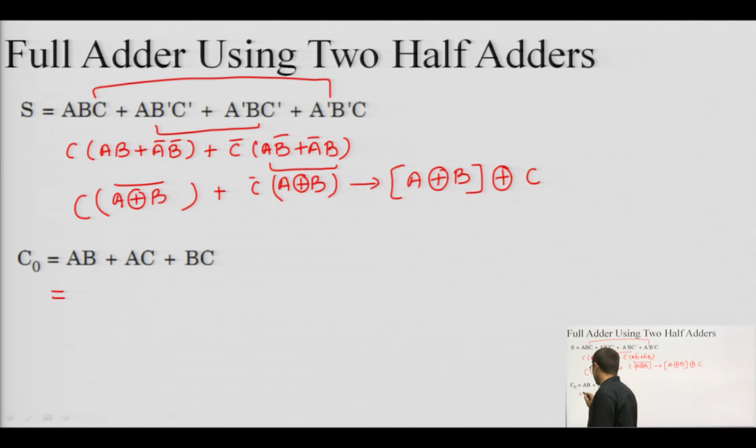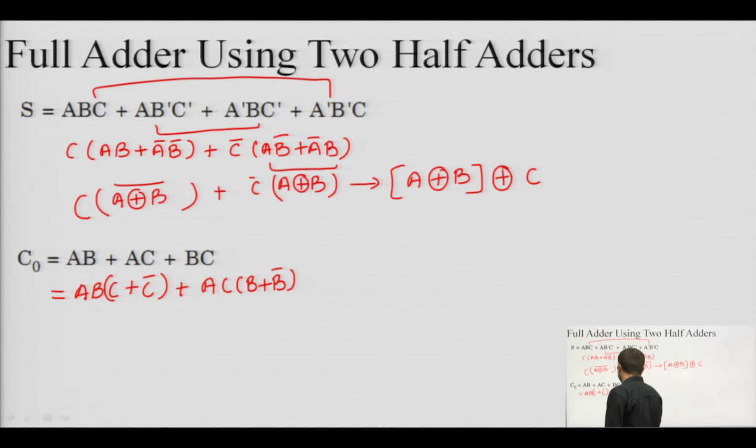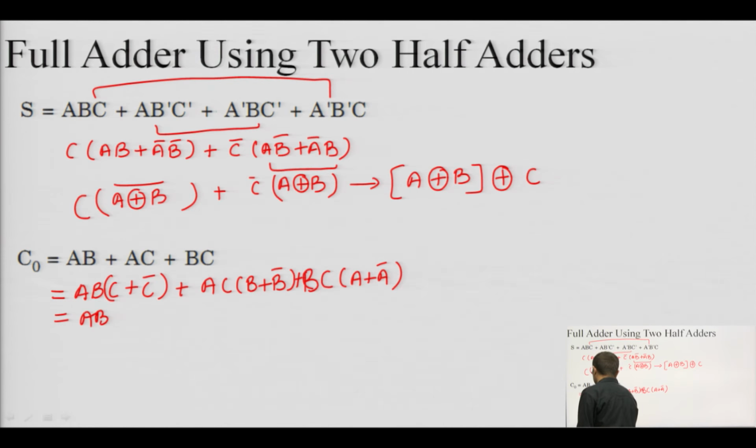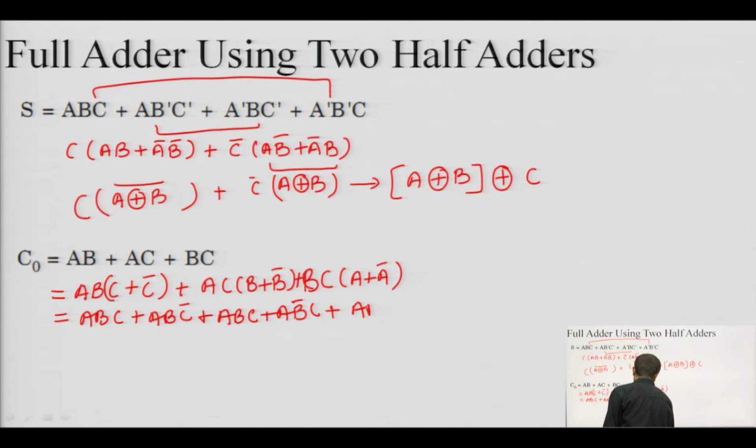So, we have to convert this into canonical form. For this I am converting it: A B into C plus C bar, similarly A C into B plus B bar, and B C into A plus A bar. So, I get A B C plus A B C bar plus A B C plus A B bar C plus A B C plus A bar B C.